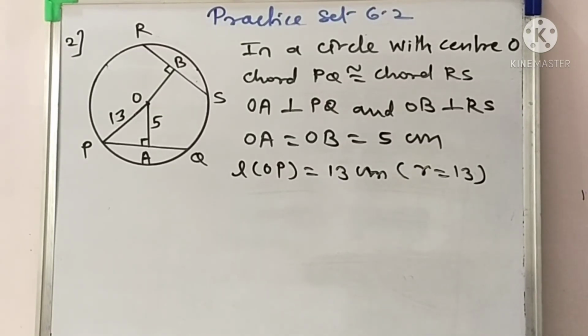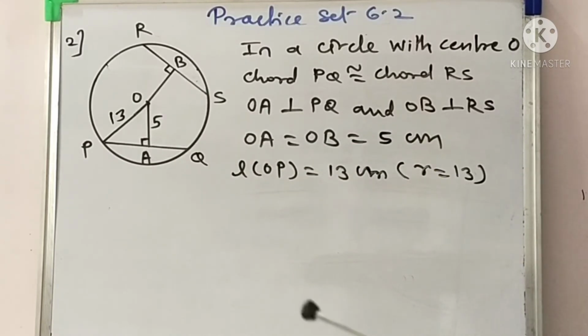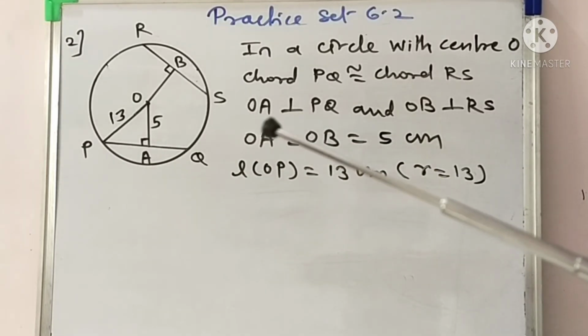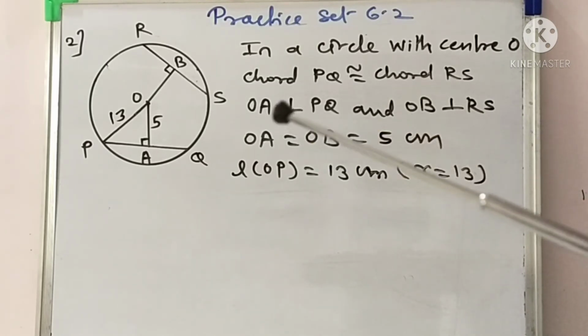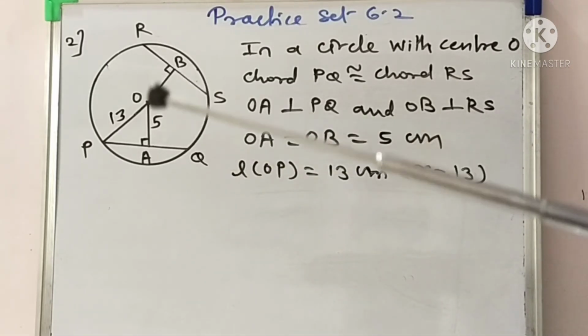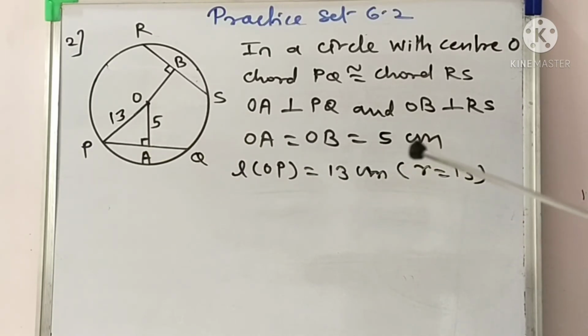So here we draw the figure: in a circle with center O, given two equal chords, chord PQ congruent to chord RS, having a distance from the center of the circle of 5 centimeter, which means we draw perpendiculars OA perpendicular to PQ and OB perpendicular to RS. So OA and OB are what? The distance of the chords from the center of the circle, given as 5 centimeter.